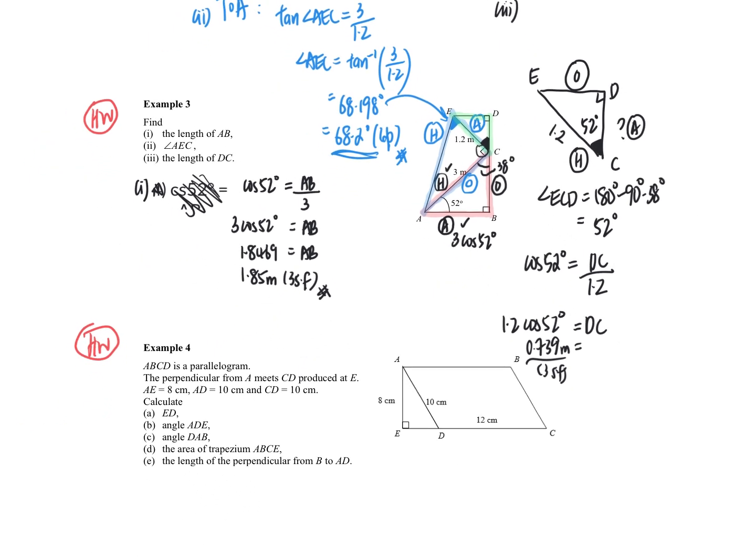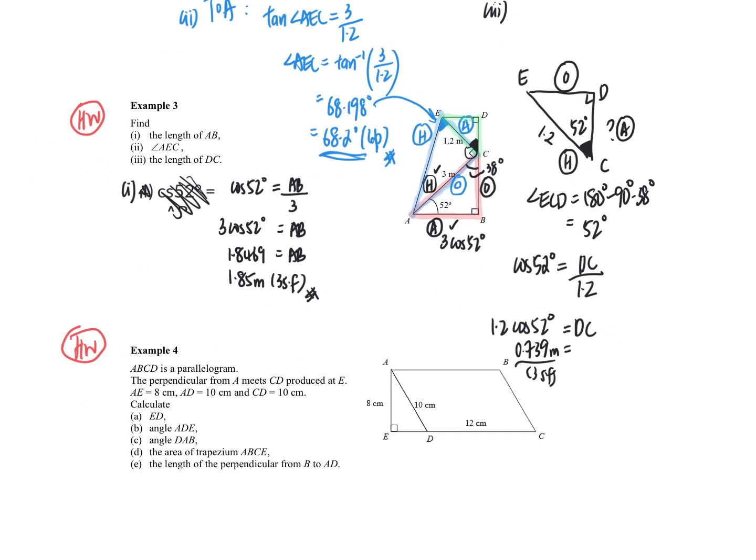Okay, last example. Parallelogram. A is perpendicular and it meets CD produced at point E. So CD produced just means I extend the line CD and they meet at E. So that's what the question is telling you. AE is 8, AD is 10, CD is 10. No, CD is 10 but here it says 12. So which one should we follow? You all use the 12, right? I'm sure you never read the question. Okay, so we change this to 12 then.